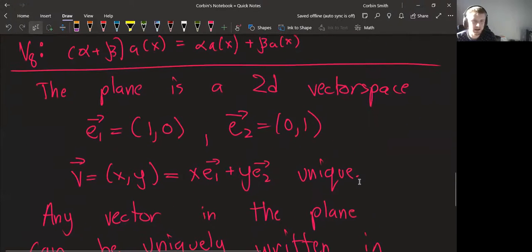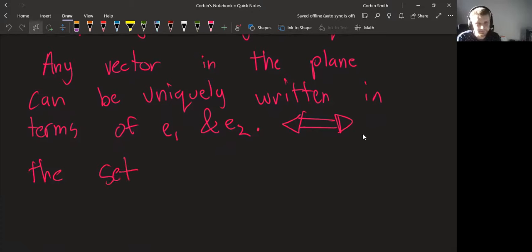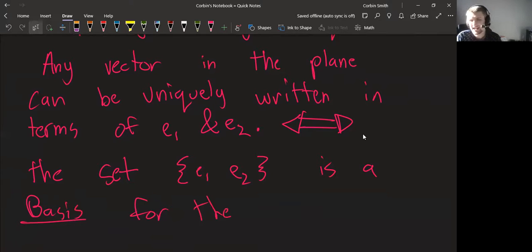So this is an example of what I wanted to talk about. What about a 9D vector space? I'll talk about a 9D vector space right after this. The set E1, E2 is a basis for the plane. What that means is that every vector can be written uniquely in terms of E1 and E2. What if the vector you're dealing with is (3, -2)?